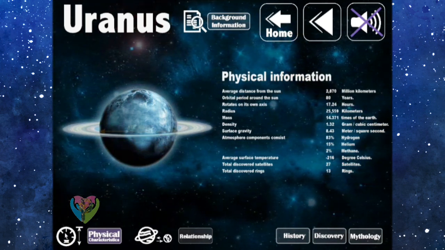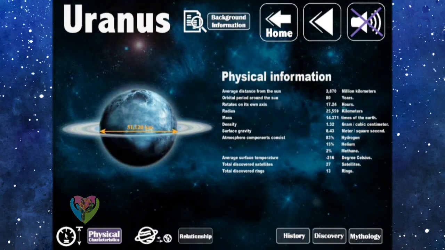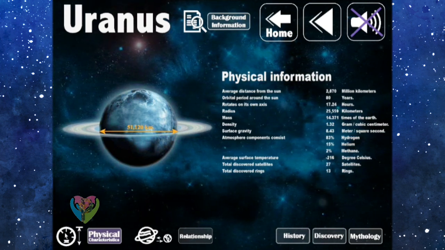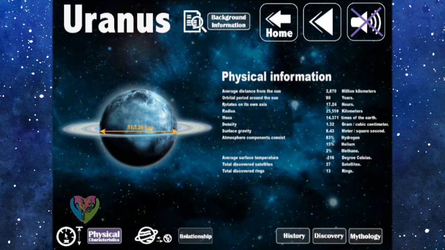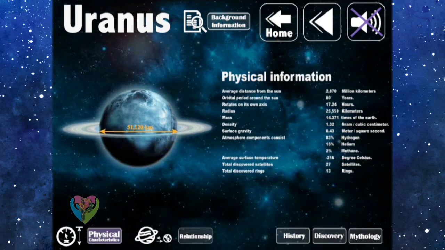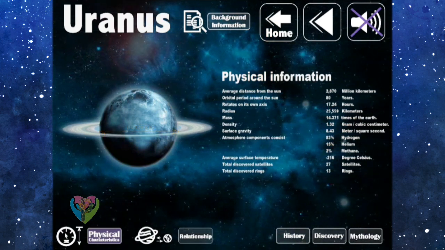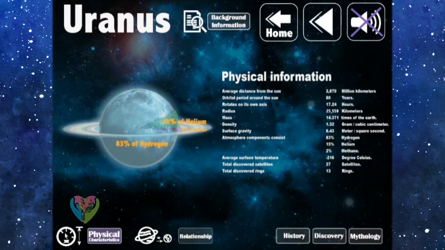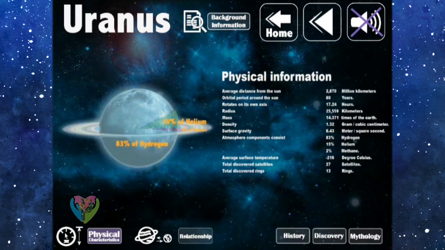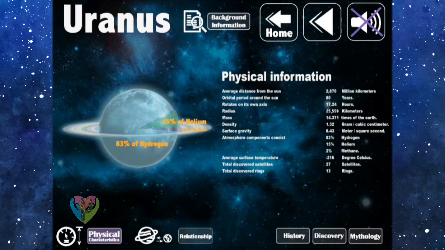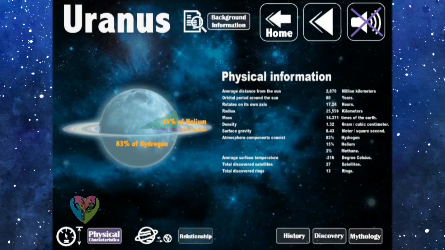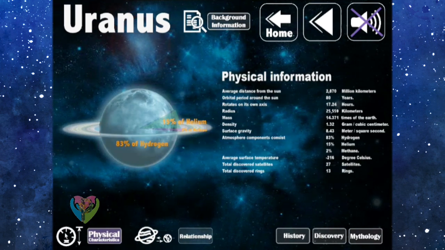25,559 kilometers. Mass is 14.371 times of the Earth. Density is 1.32 grams per cubic centimeter. Surface gravity is 8.43 meters per square second. Atmosphere components consist of 83% hydrogen, 15% helium, and 2% methane.